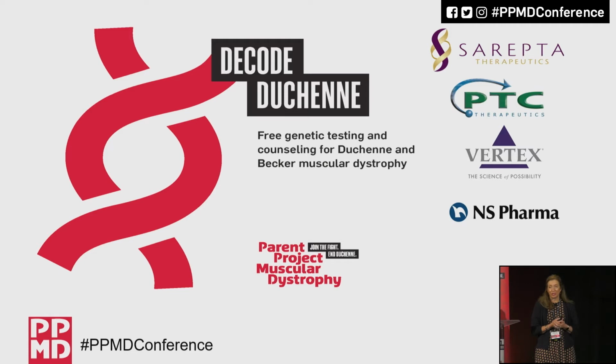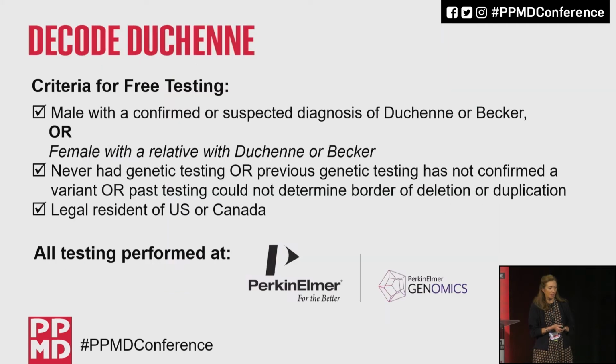And we also do free carrier testing, which is really a great service for families. And all of the 4 companies listed there graciously support this program and make it possible. So it's really easy to get free testing through DCODE. You either have to be a male with a confirmed or suspected diagnosis, or a female with a family history of Duchenne or Becker. You do have to live in the US or Canada. We're right now limited to just those 2 countries.